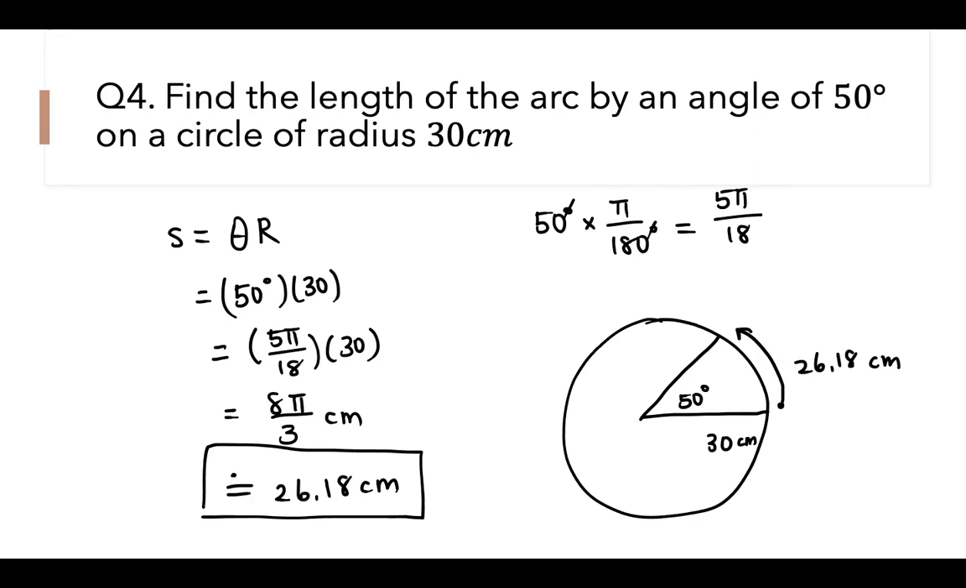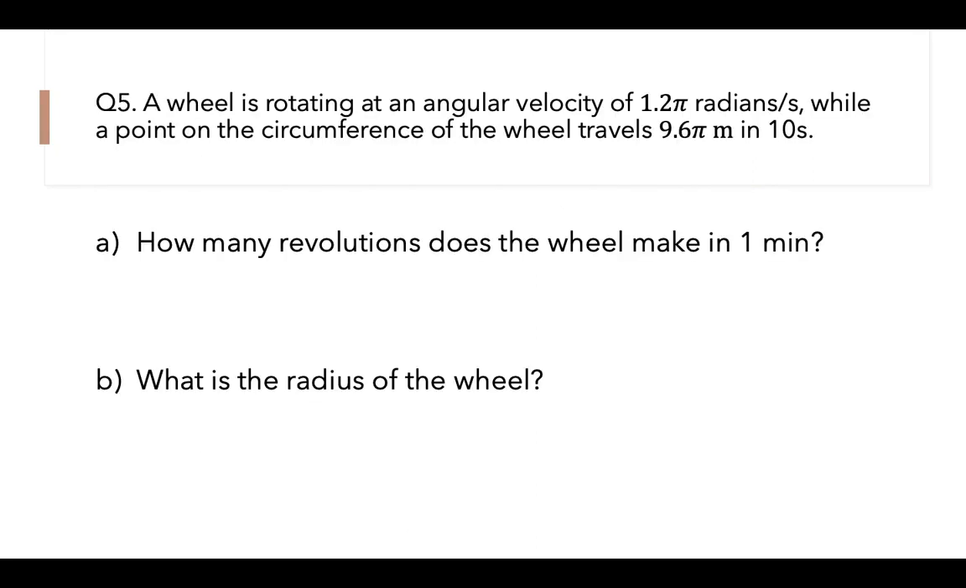Okay, next. A wheel is rotating at an angular velocity of 1.2 pi radians per second, while a point on the circumference of the wheel travels 9.6 pi meter in 10 seconds. When we're talking about angular velocity, there is a formula. V is equal to radius times angular velocity. V represents the velocity, so it's a linear velocity. R is the radius. And A is the angular velocity.